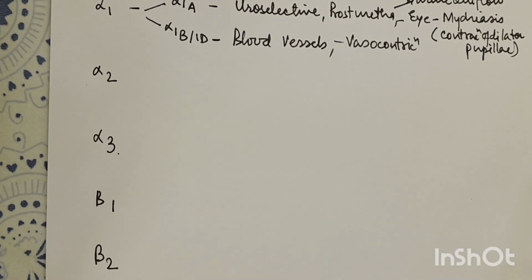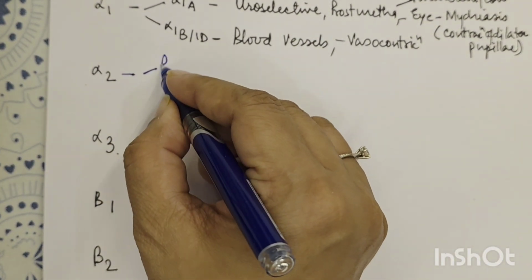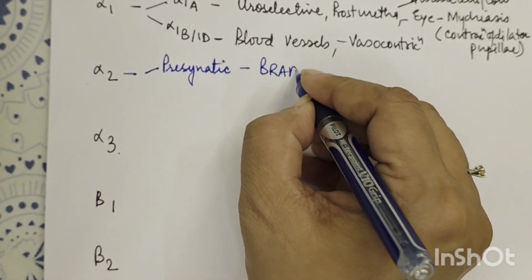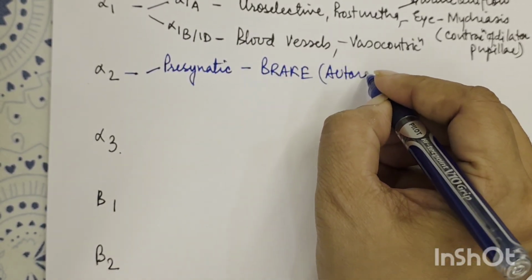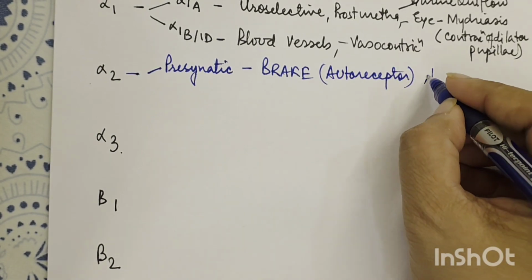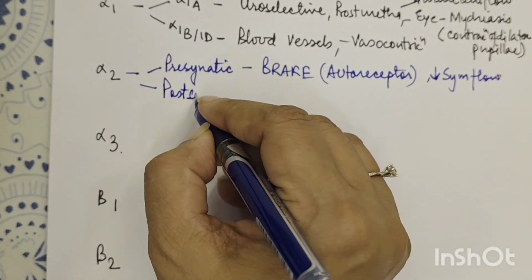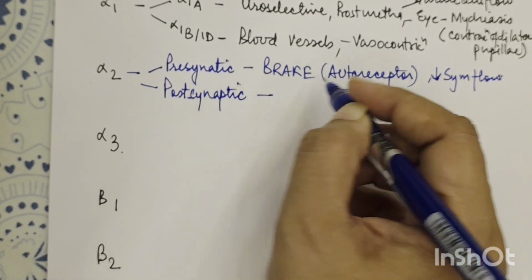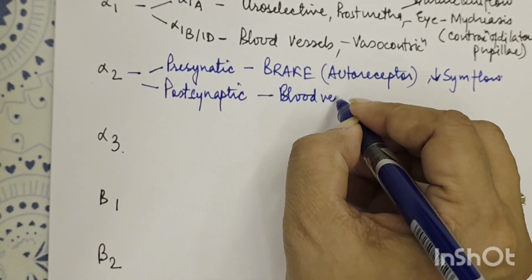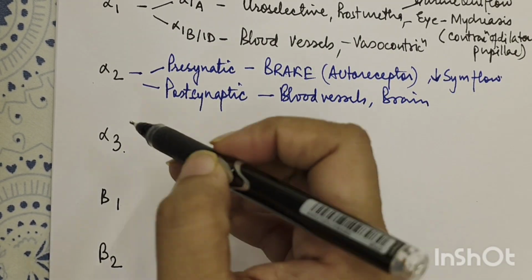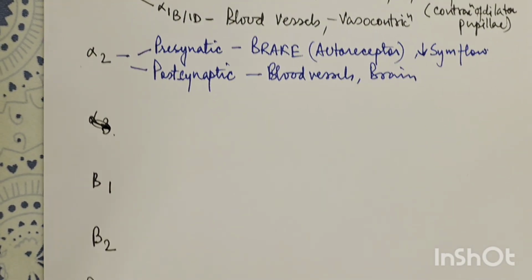Then we have alpha 2, which is basically presynaptic. It is basically called a brake system, or what you call an autoreceptor. So it reduces the sympathetic flow, okay. And then we have postsynaptic, which actually acts on blood vessels and brain, okay. Then alpha 3, sorry, why have I written alpha 3? There's no alpha 3, sorry.